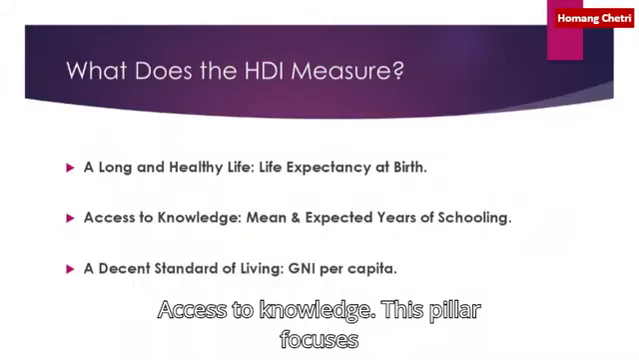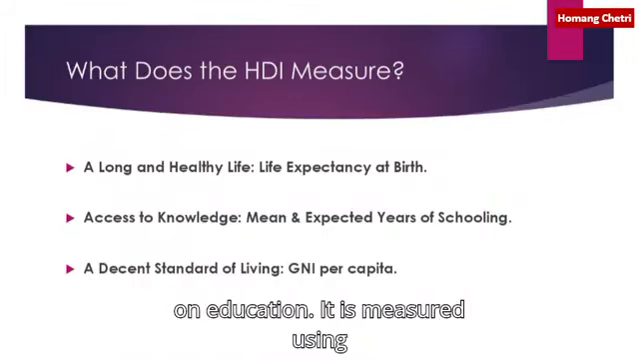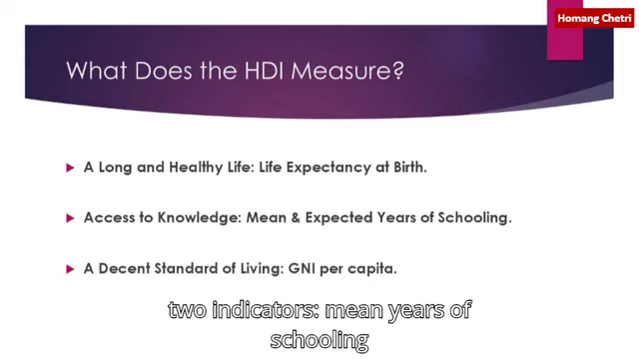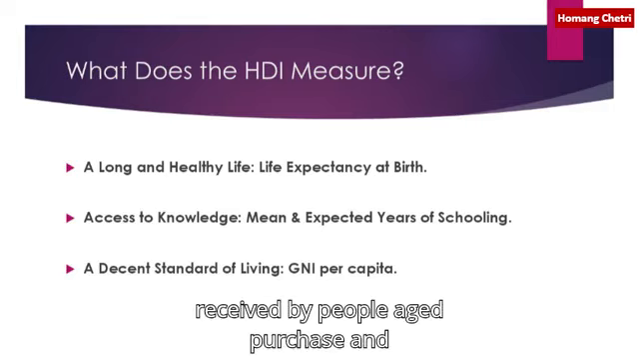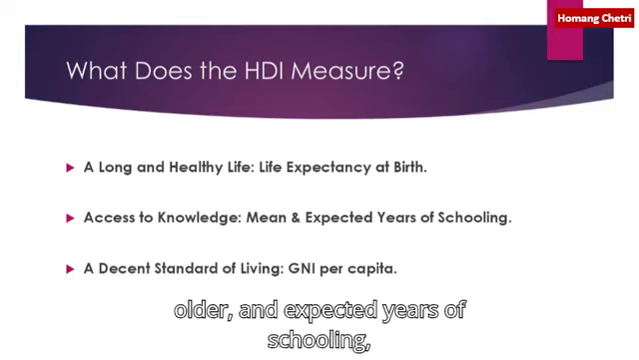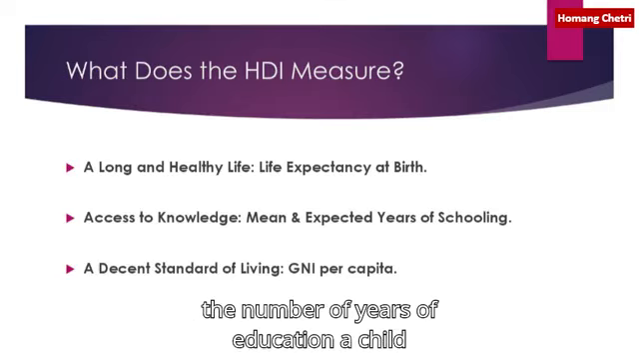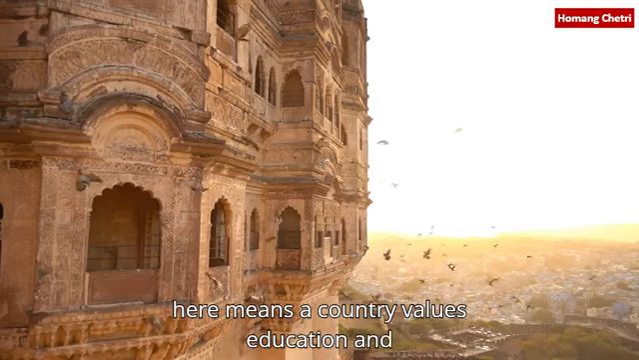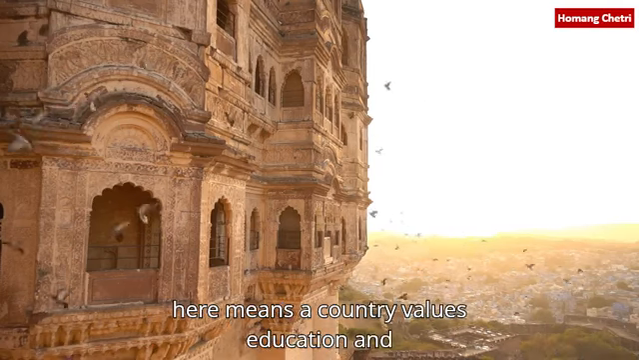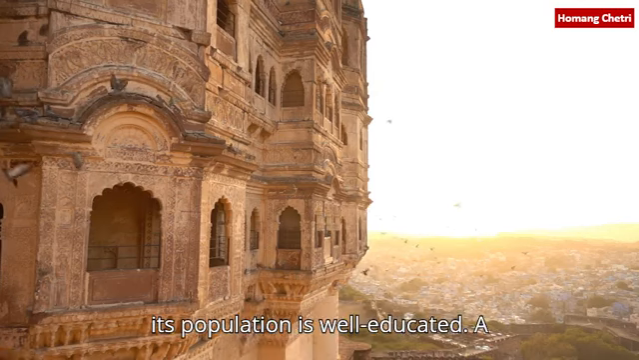Access to knowledge. This pillar focuses on education. It is measured using two indicators: mean years of schooling, the average number of years of education received by people aged 25 and older, and expected years of schooling, the number of years of education a child can expect to receive. A higher score here means a country values education and its population is well educated.